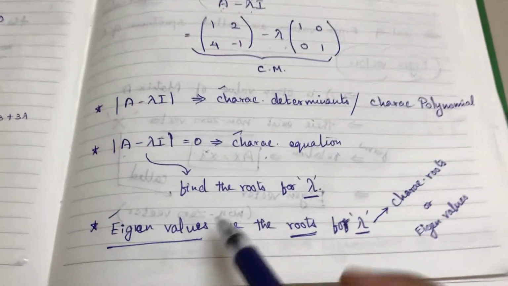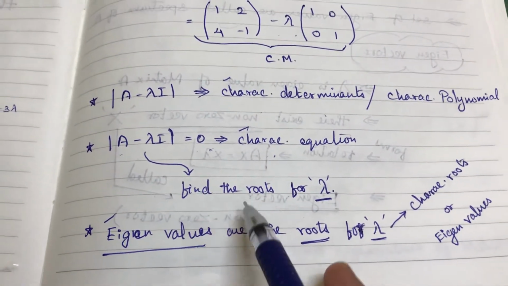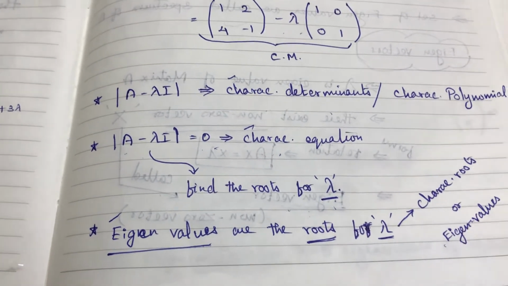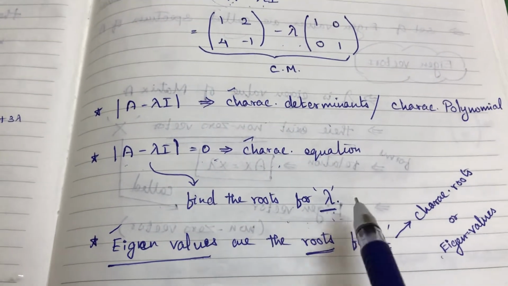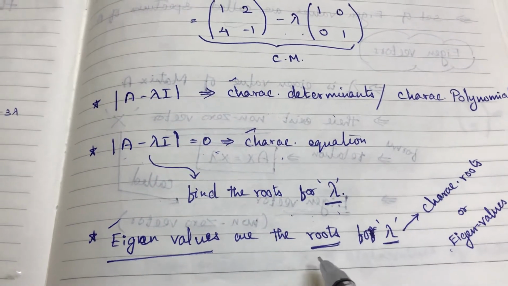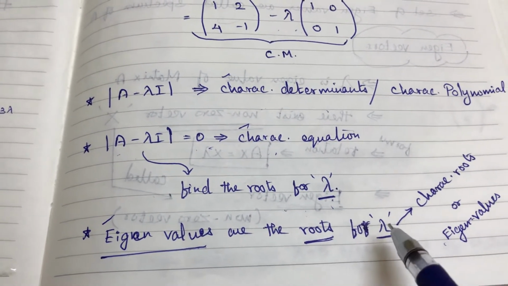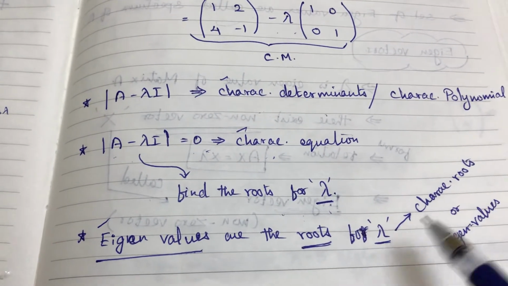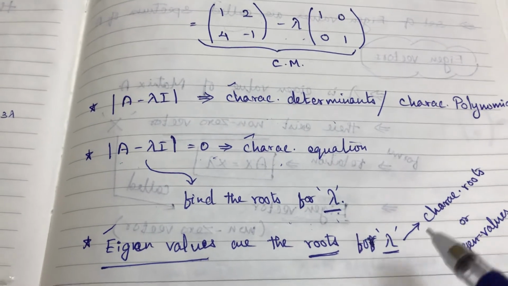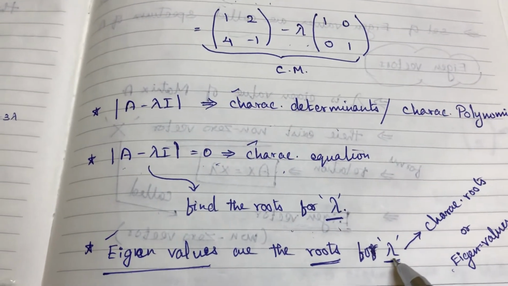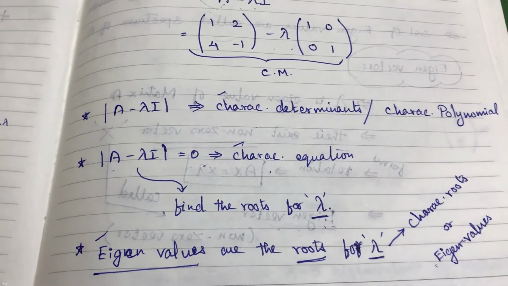This is a trick. Next, we need to find the roots for lambda. These are the eigenvalues. So eigenvalues or roots are obtained by taking the roots for lambda. We can also call them characteristic roots, because they are roots. So these roots are called characteristic roots, and the name for lambda is eigenvalues.